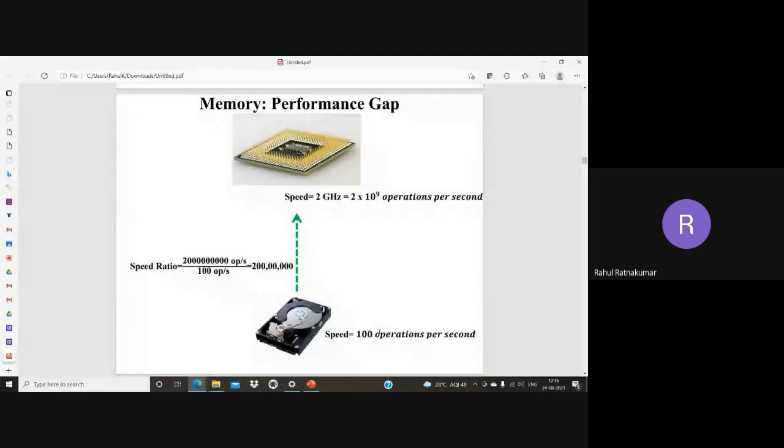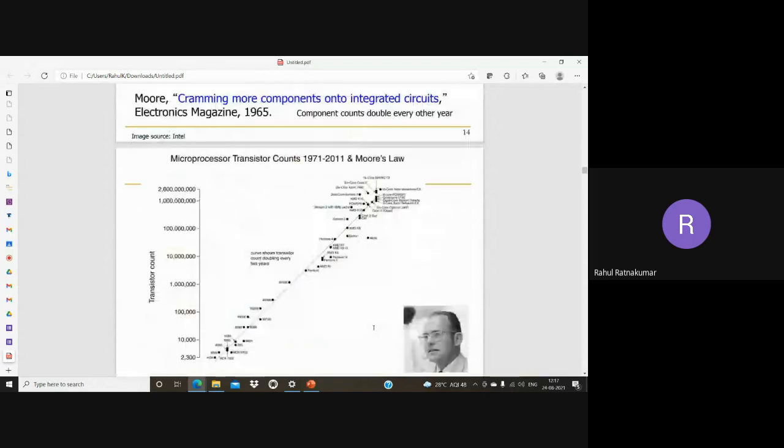So I'm just comparing magnetic memory versus the latest processor, which is working on 2 gigahertz, 2 into 10 raised to 9 operations, and 100 operations. So which is much slower than a snail also. So this we had discussed yesterday. More slow, we again discussed yesterday.